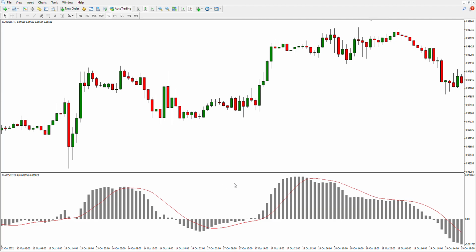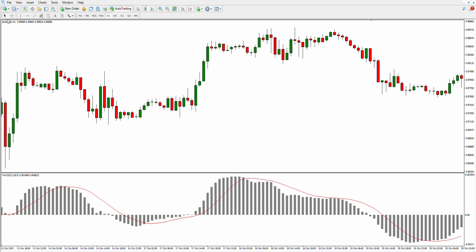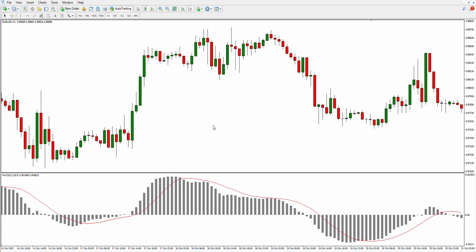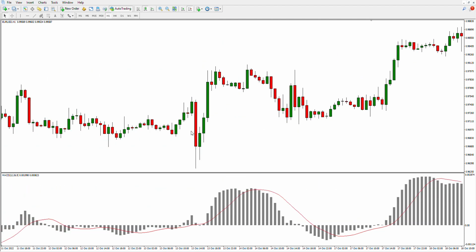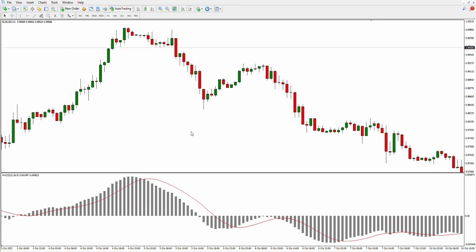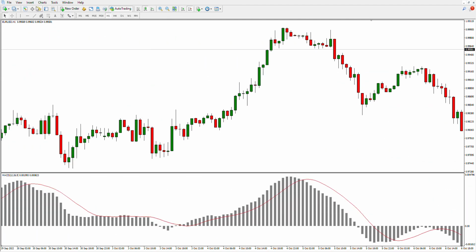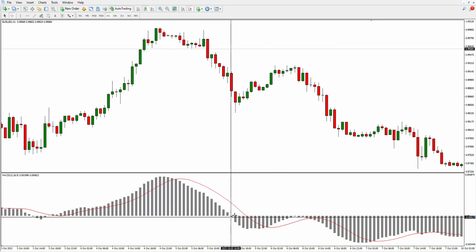As you can see, I've got it loaded here on a euro-dollar 1 hour chart. Basically, the main principle behind the MACD indicator is to look for a buy trade when it crosses above the zero line and a sell trade when it crosses below the zero line. This is the zero line here. This is the MACD above and this is the MACD below.